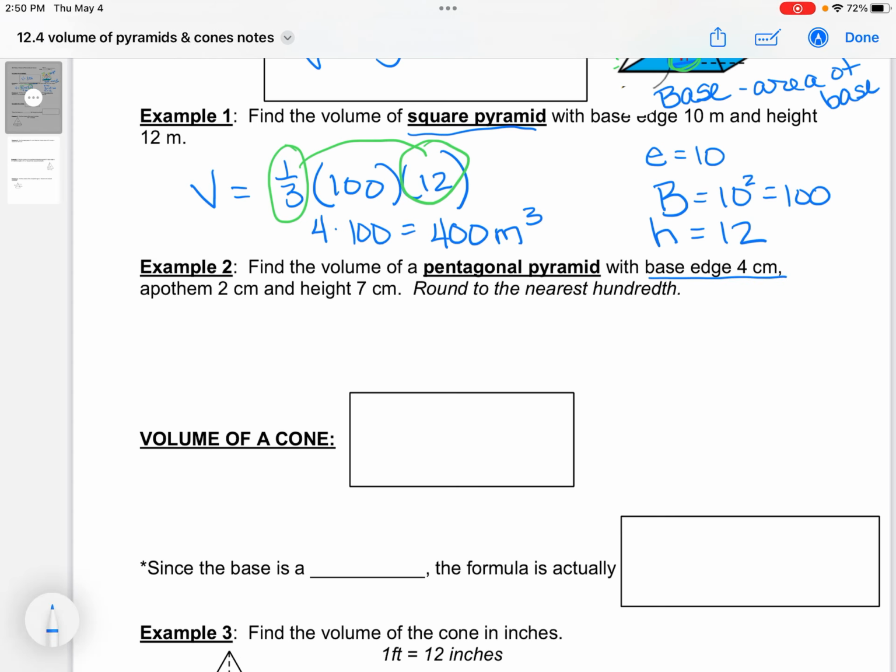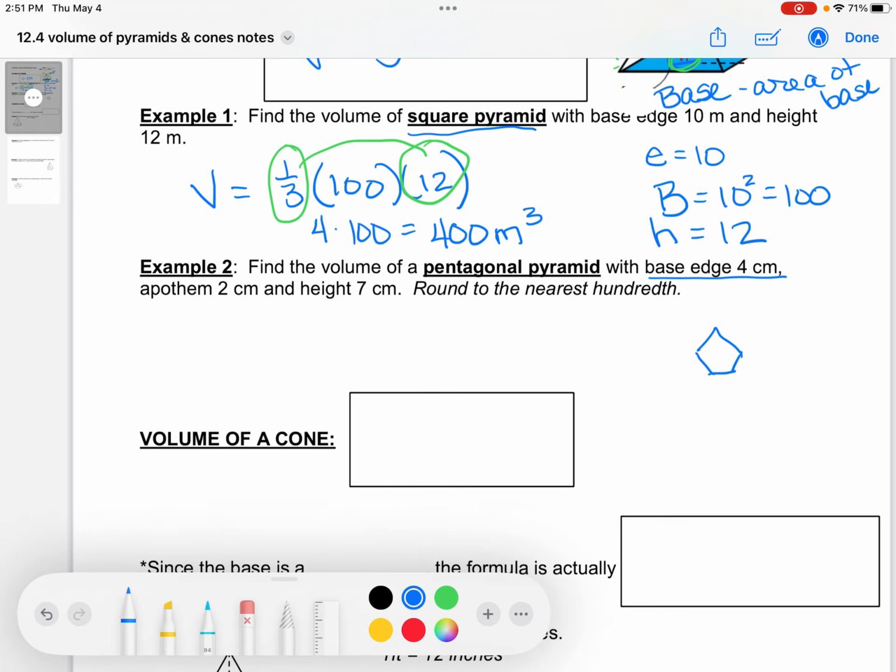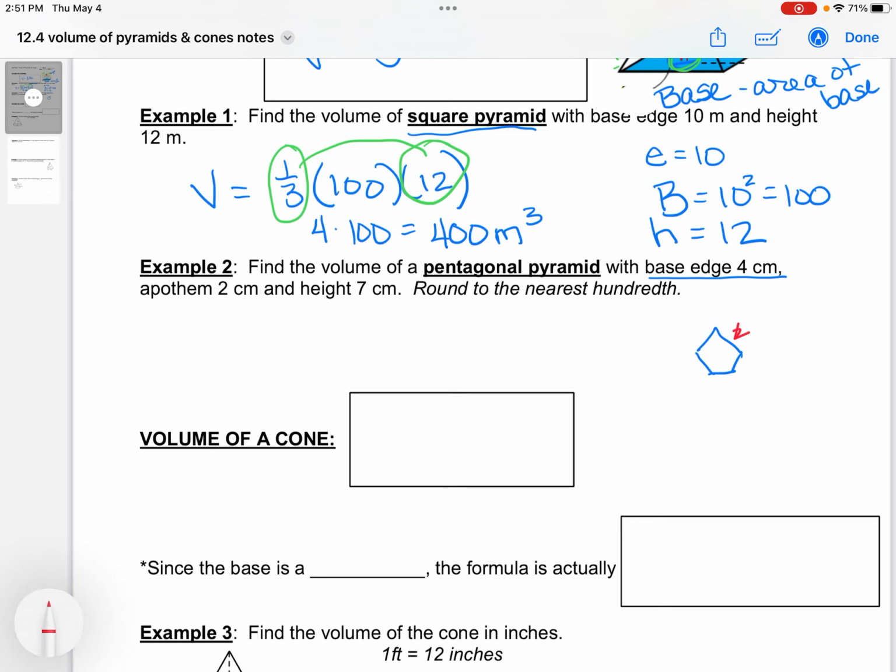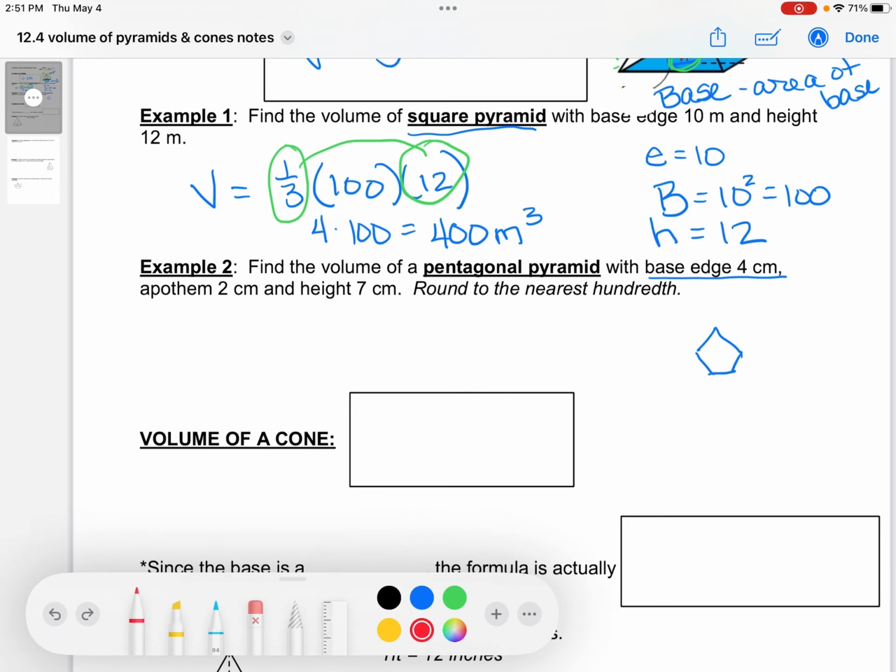Okay, so we have a pentagonal pyramid. The base edge. So here's what I'm going to do. I'm going to draw a picture of the base, and then we'll pretend like it's a pyramid, because when I start drawing pyramids, I'm bad. I'll try when I'm done.